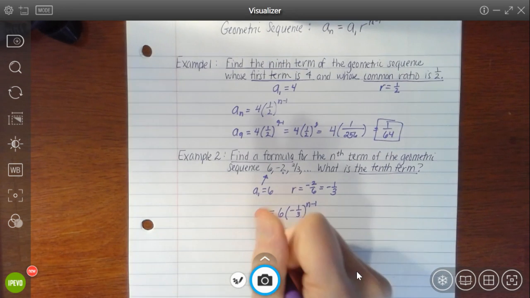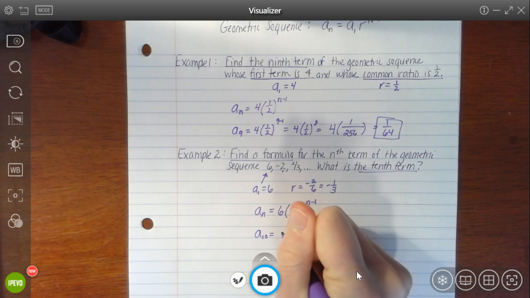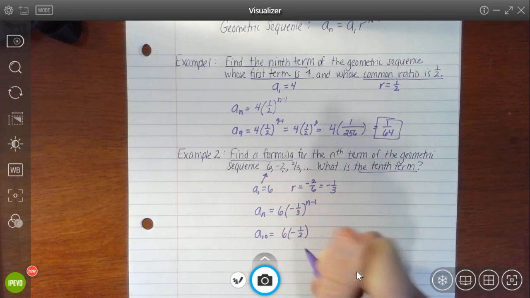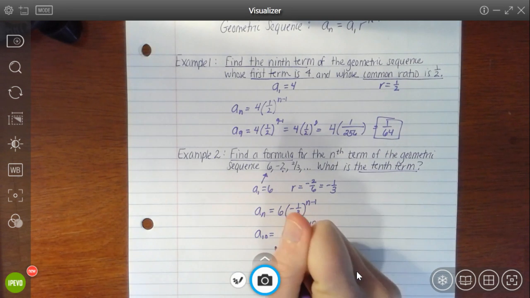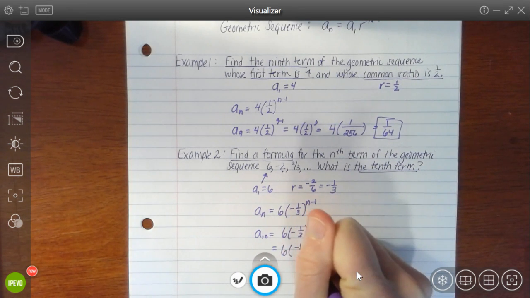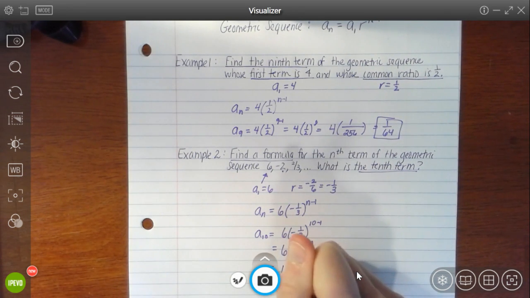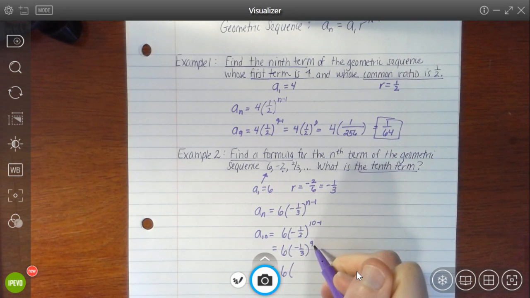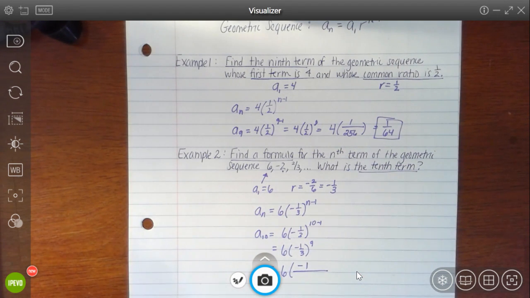So to find the 10th term, I'm going to go a sub 10 is equal to 6, and then times that quantity of -1/3 raised to the 10 minus first power, or 6 times -1/3, that quantity raised to the 9th power. Now I went off to the side and I already did that math. Now a negative raised to the 9th power, any negative number raised to an odd power is going to stay negative, so that numerator is -1, and 3 to the 9th power is 19,683.